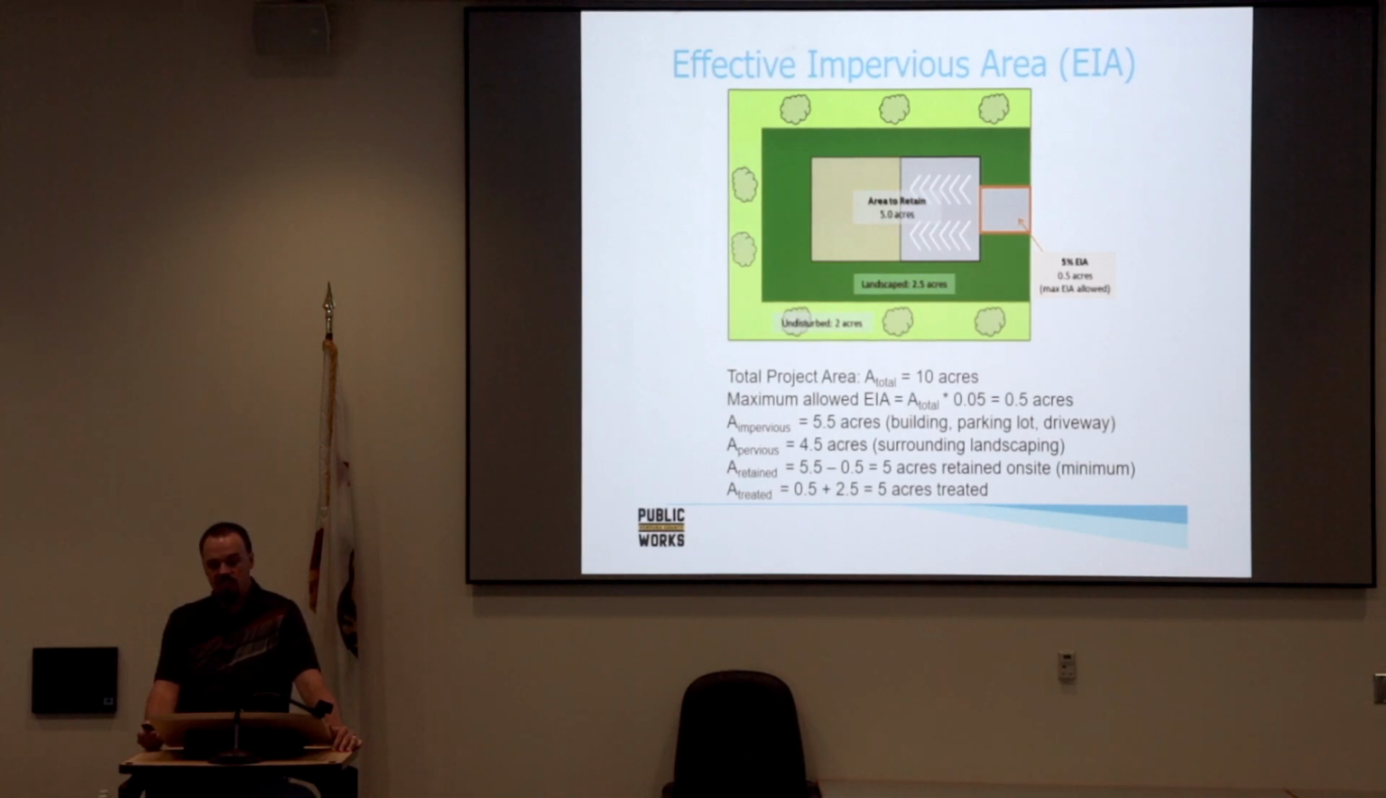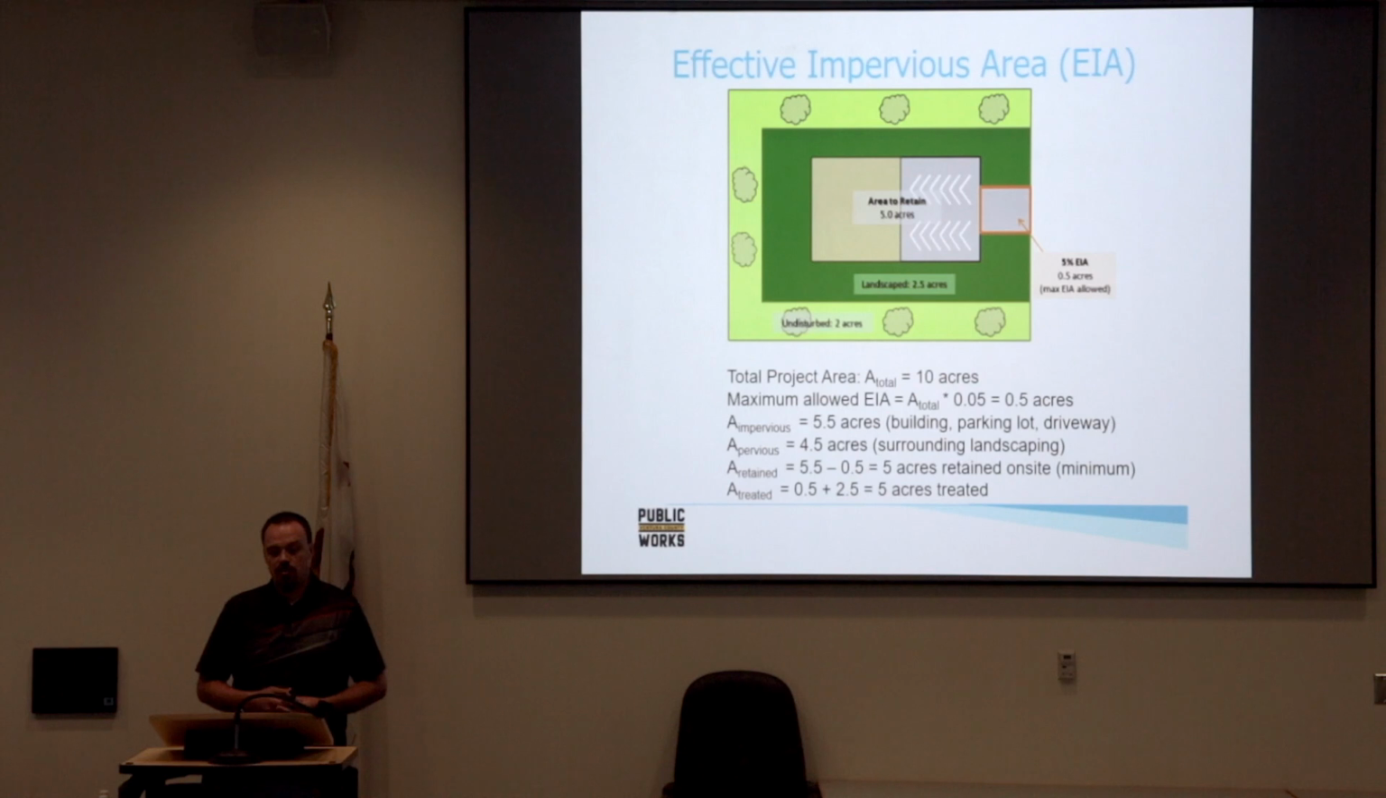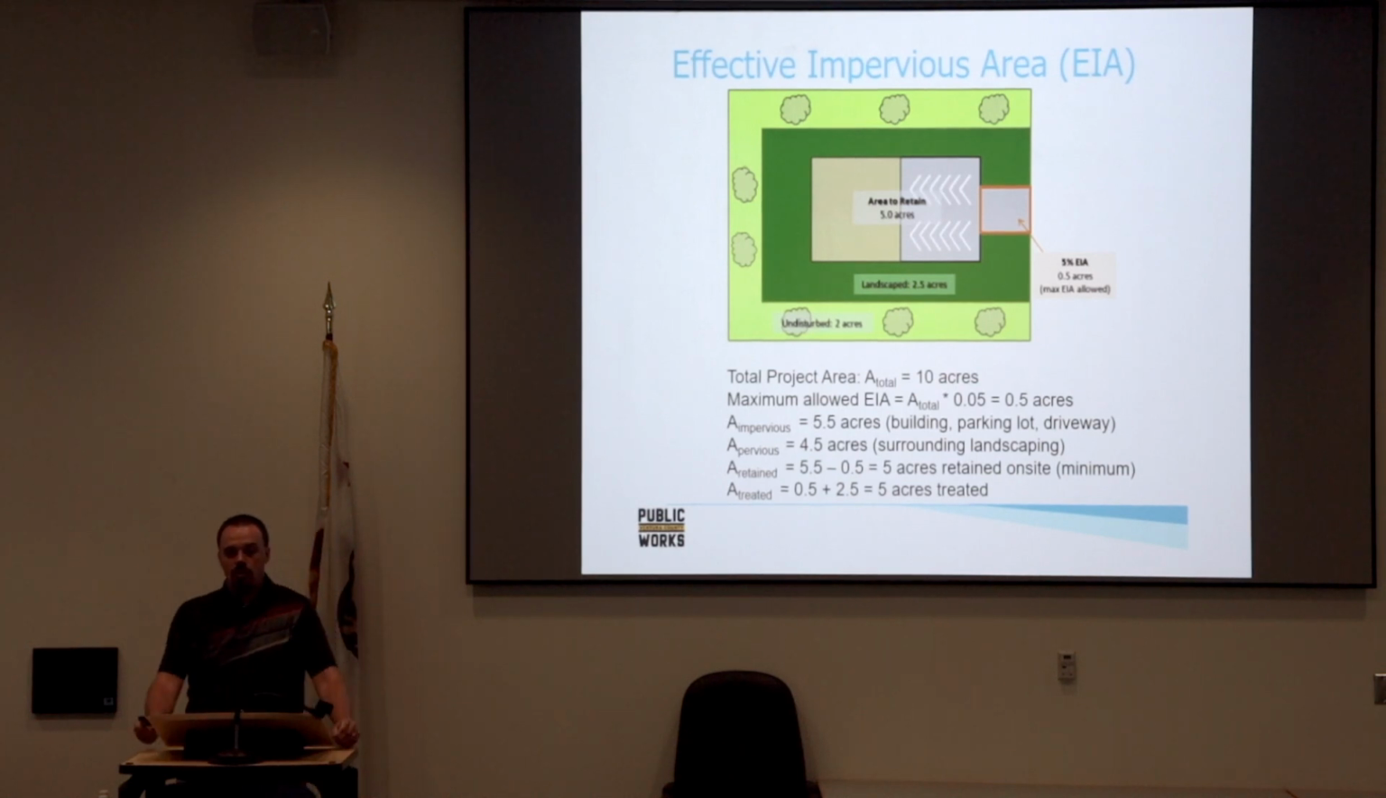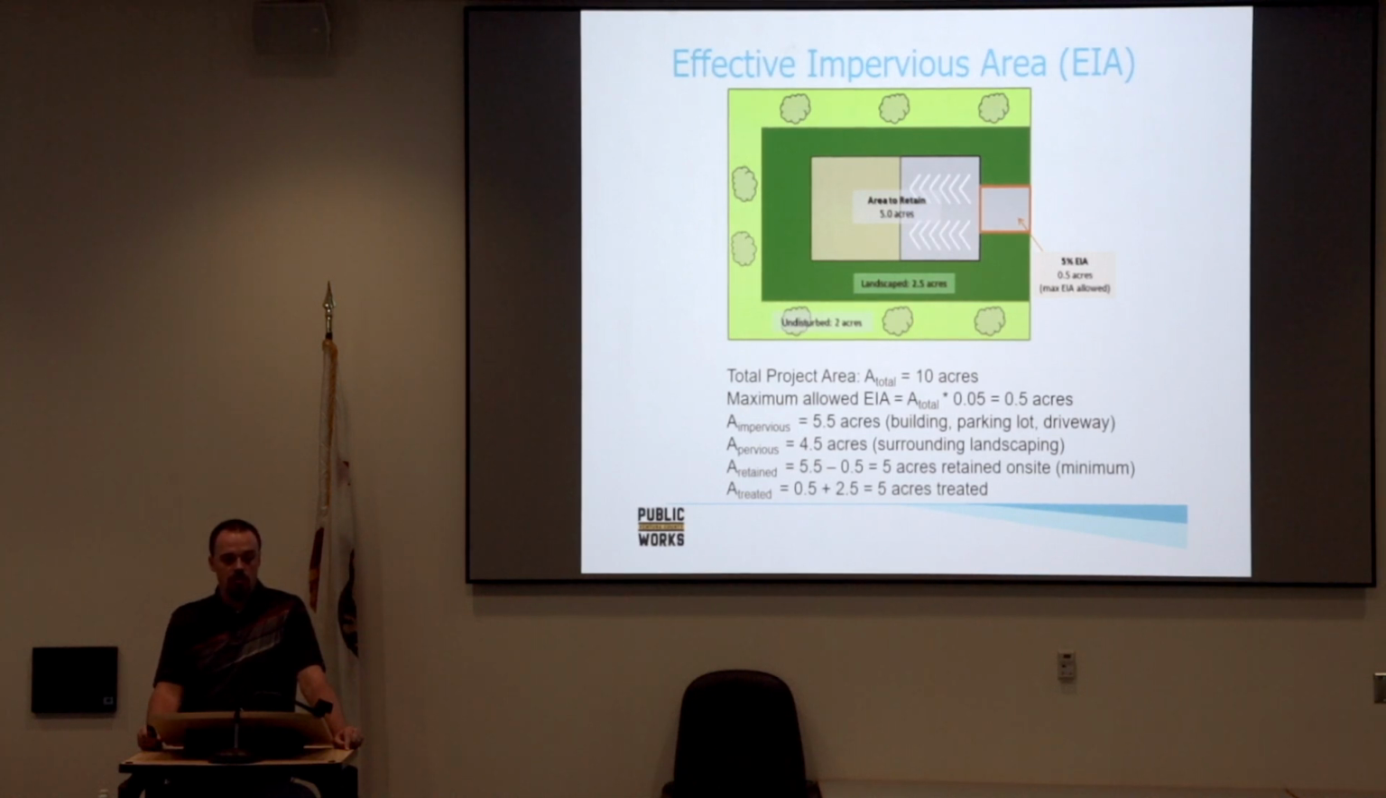So in this example, we've got a 10-acre site. 2 acres are going to be undisturbed all around the perimeter. 2.5 acres are going to be re-landscaped, and then you've got 5 acres of impervious surface in the middle for parking, and maybe that's a house. And then you have a driveway, which is 0.5 acres.